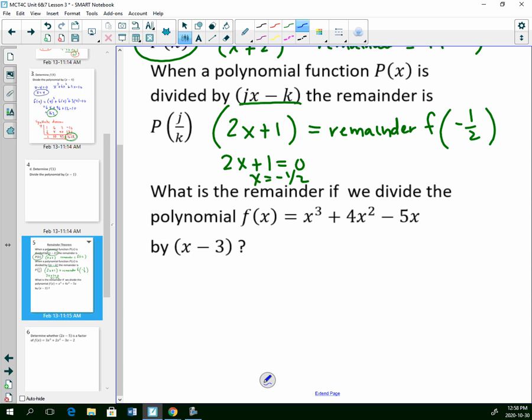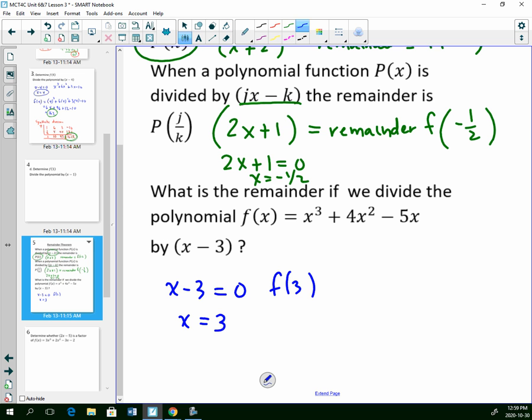Okay, so if I get a question like this, what is the remainder if we divide the polynomial f of x by x minus 3? And I didn't want to do that long division or that synthetic even. I just wanted to know what the remainder is. So if I only want the remainder, I can solve for the root, and then I can just do f of 3.